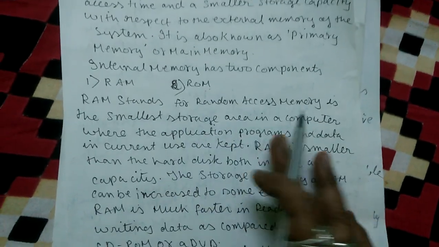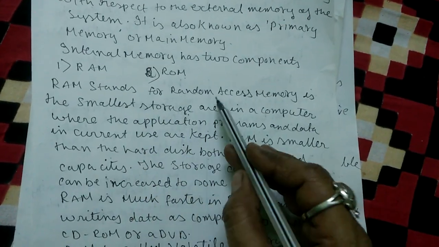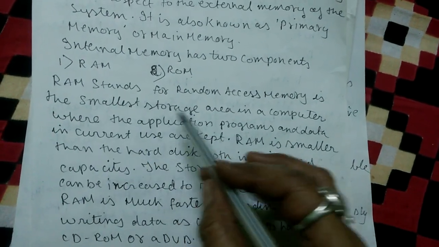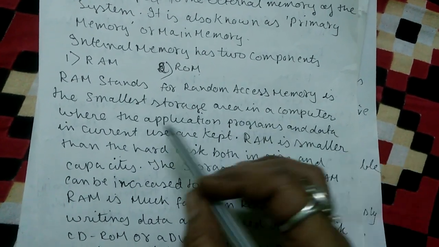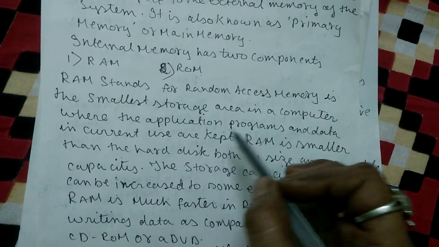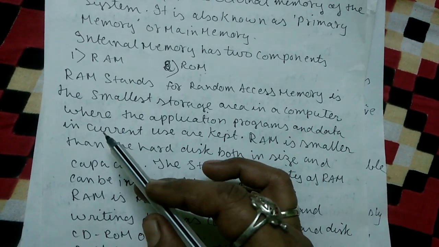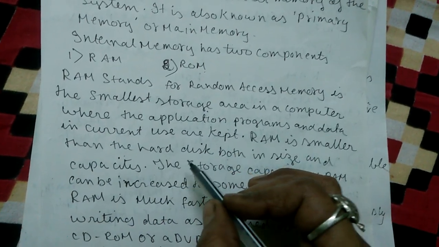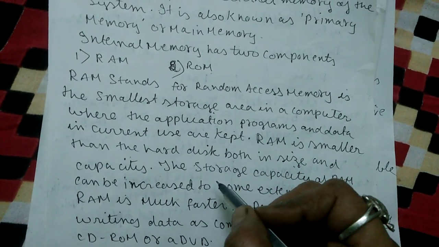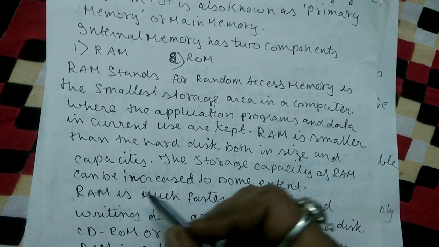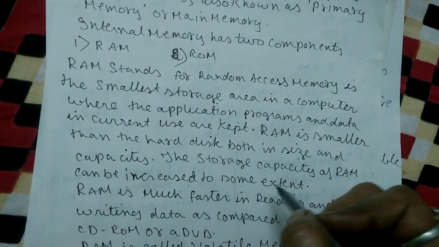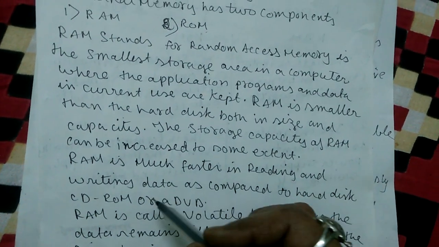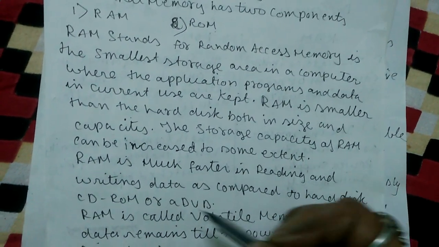Now what is RAM? RAM stands for Random Access Memory. It is the smallest storage area in a computer where the applications, programs and data in current use are kept. RAM is smaller than hard disk both in size and capacity. The storage capacity of RAM can be increased to some extent. RAM is much faster in reading and writing data as compared to hard disk.